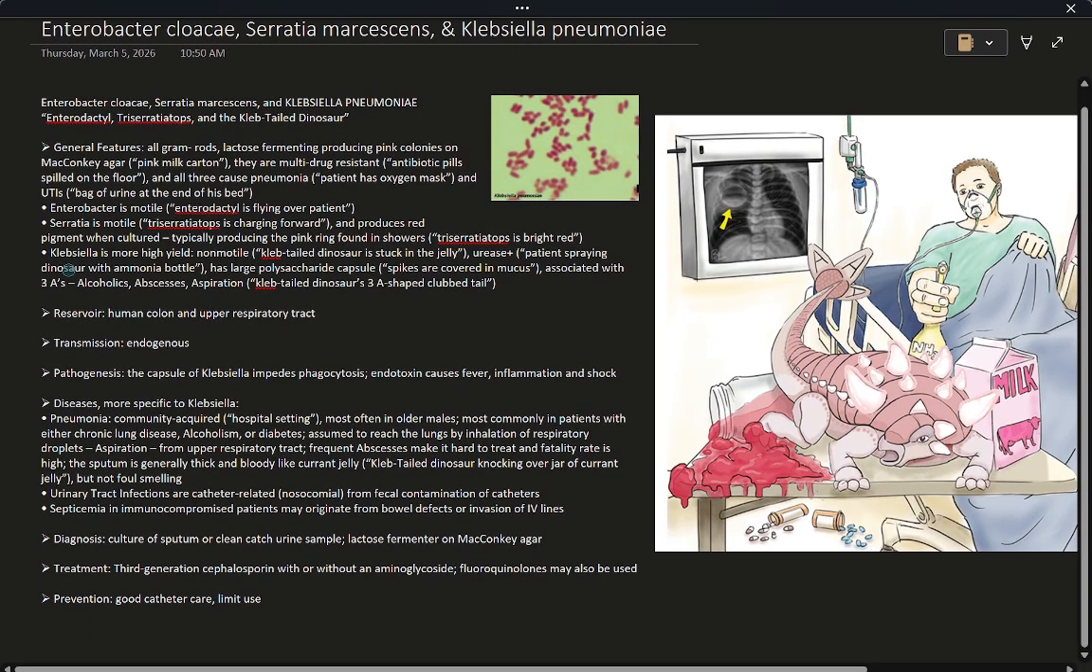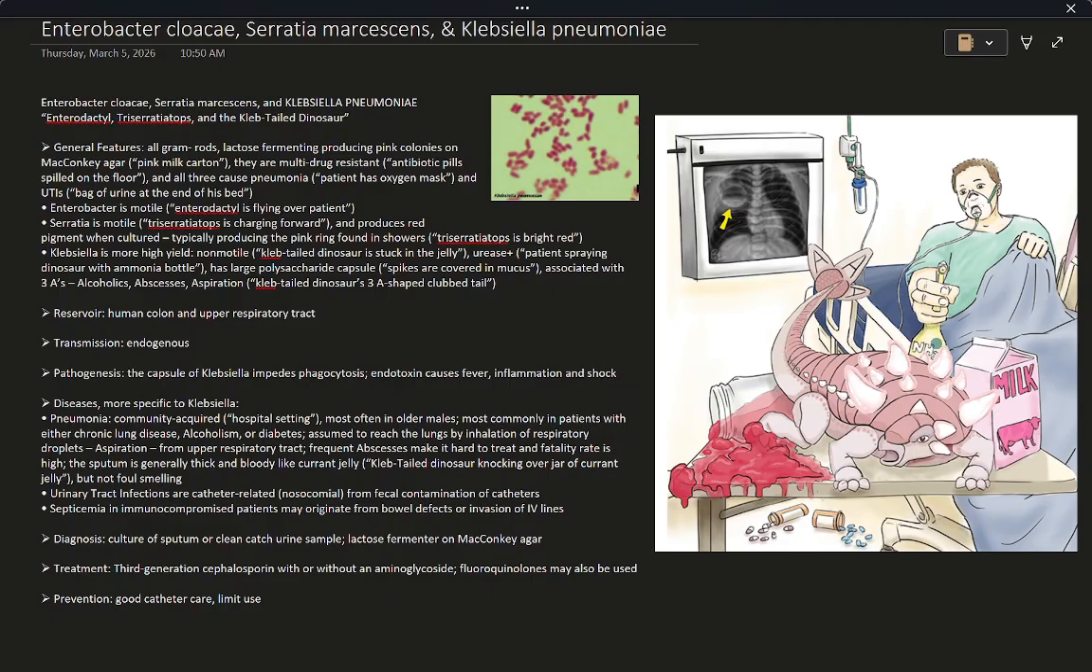And then finally, the Klebsiella pneumoniae is a more high-yield bacteria to know. It is because it is a non-motile species. So think about the club-tailed dinosaur that is stuck in a jelly over here. The Klebsiella is also urease positive, so you can remember that by thinking about the patient over here spraying the dinosaur, the Klebsiella dinosaur, with the ammonia bottle, i.e.